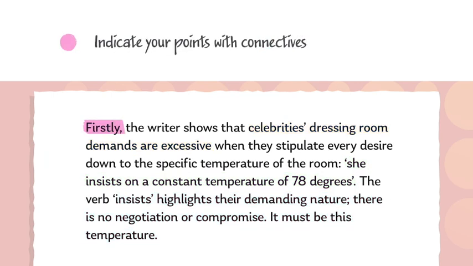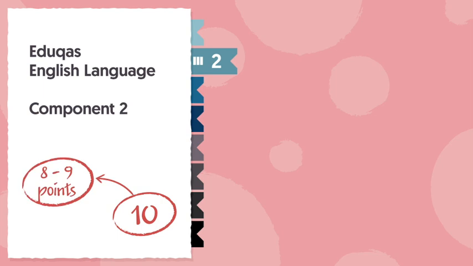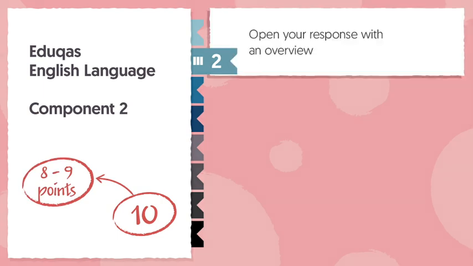Indicating your points with connectives, such as firstly, will make it easier for an examiner to track through your response. For a 10-mark question like this, you'd need to make roughly 8 or 9 different points supported by different evidence. So let's look at some top tips for this question. Open your response with an overview. In what main way has the writer achieved their desired outcome? Don't be too specific here.